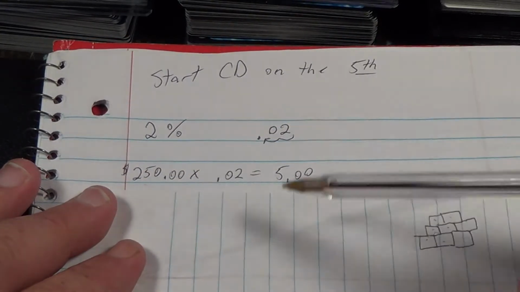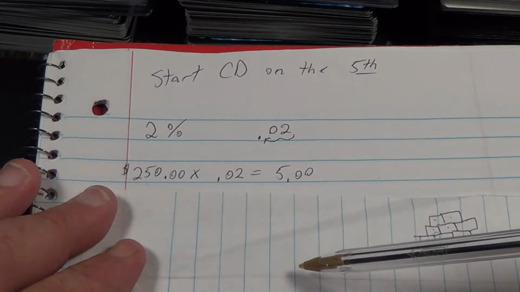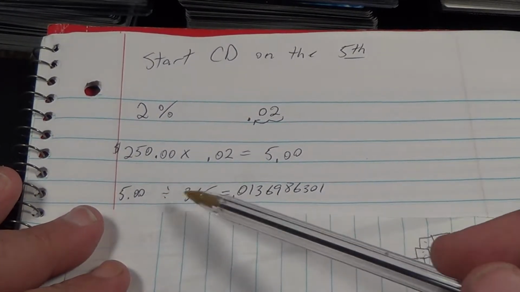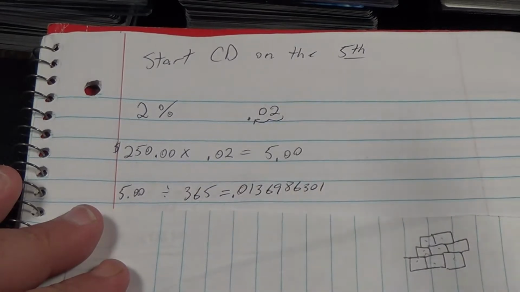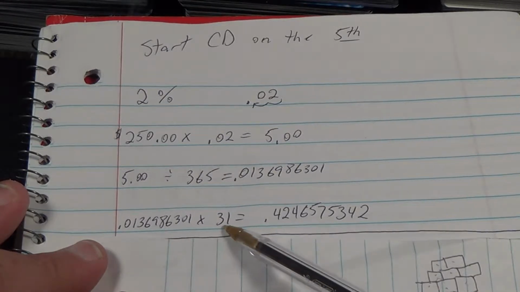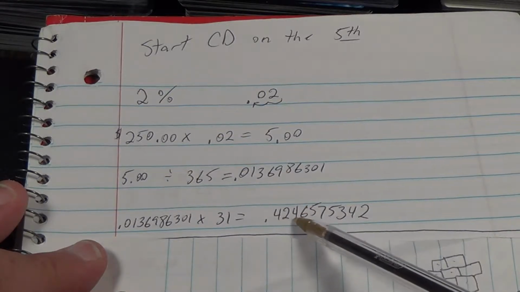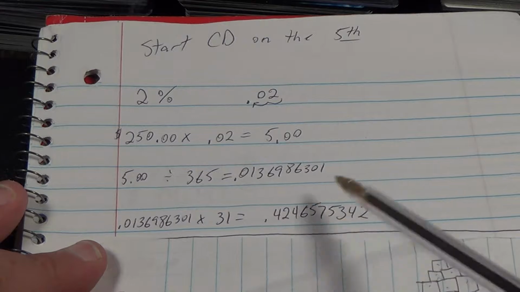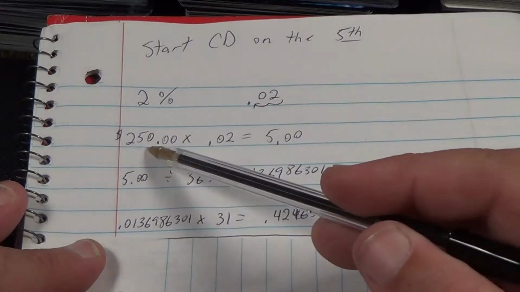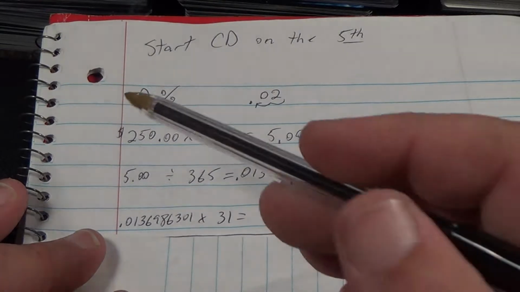Say you start a CD at $250 times the interest rate, gets you $5 a year. Take $5 a year divided by the number of days in a year, gives you that number. Take that number times the number of days in a month, gives you this number. Now that third number is closer to 5, but it's not quite 5 yet, so it's going to round down, it's going to go away. So $250 gets you 42 cents a month at 2% interest.